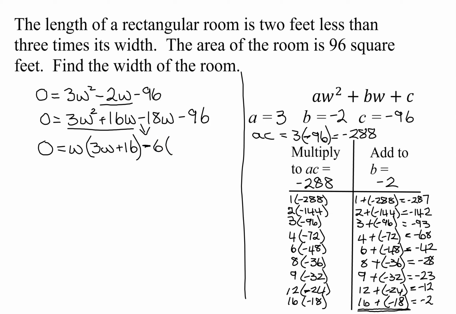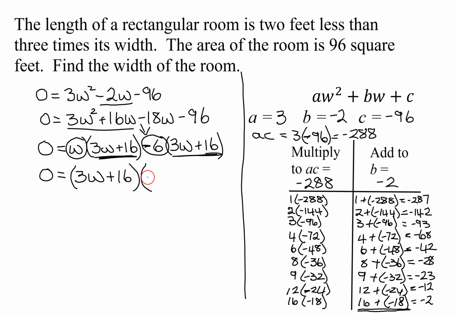And 6 divides into 18 3 times, so if I pull a negative 6 out of a negative 18w, it's going to leave 3w. And then pull a negative 6 out of a negative 96, it's going to leave plus 16, because negative 96 divided by negative 6 is positive 16. So now, is this binomial factor the same as this one? Yes, that's my common binomial factor. So I pull my 3w plus 16 in front, and what does it leave behind? W minus 6. So now I've factored it.